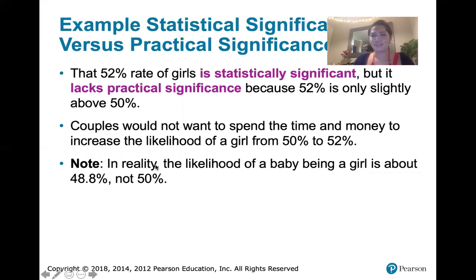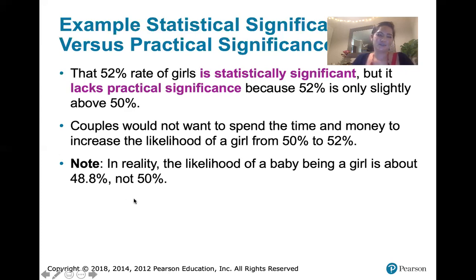Most couples would not want to spend time and money to increase the likelihood of having a girl from 50% to 52%. If they're going to have 100 babies, that might work. You know, you have 52 girls instead of 50 girls, but if they're only going to have a few kids, going from 50 to 52% isn't that big of a difference.